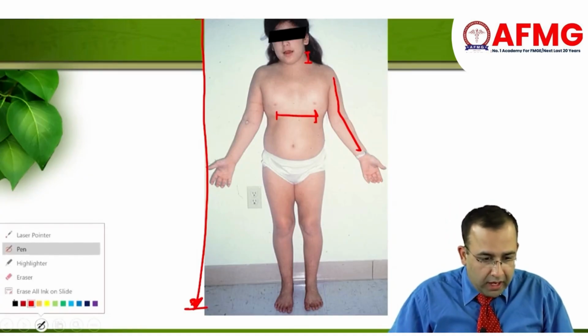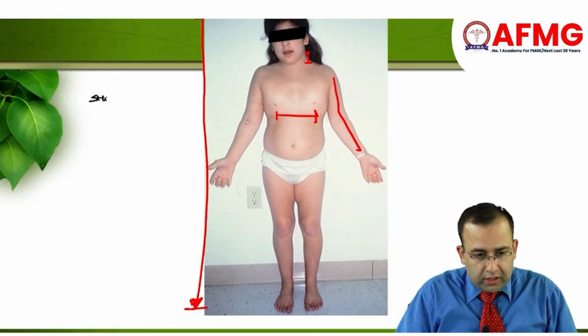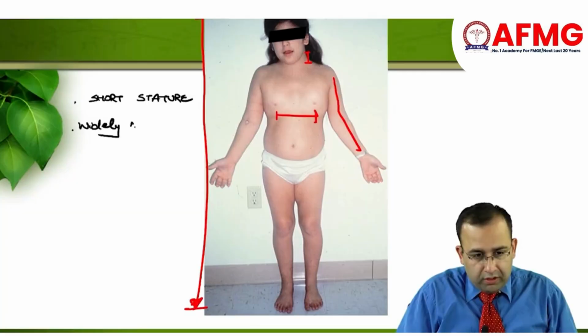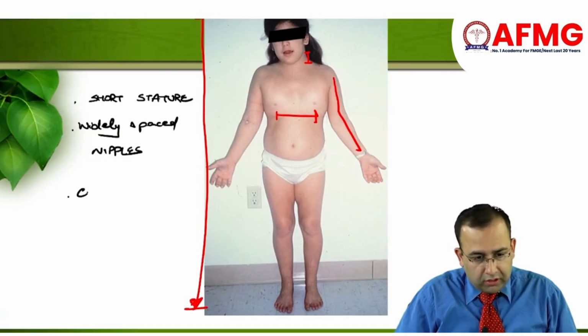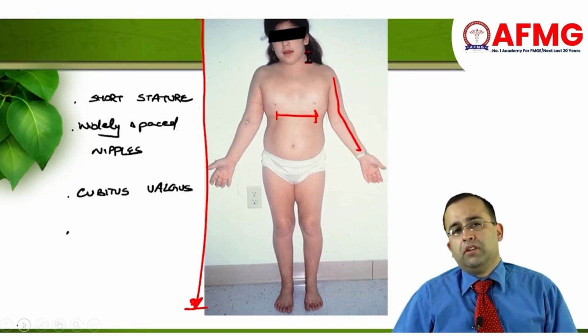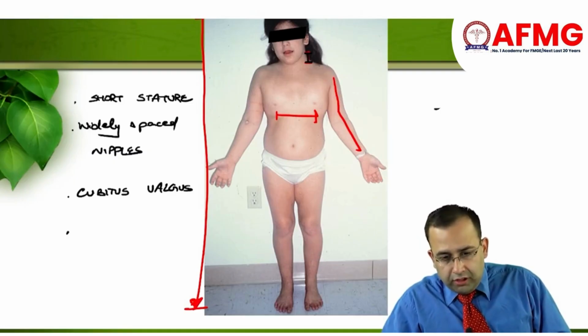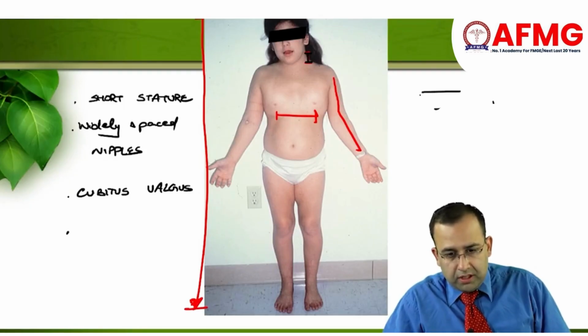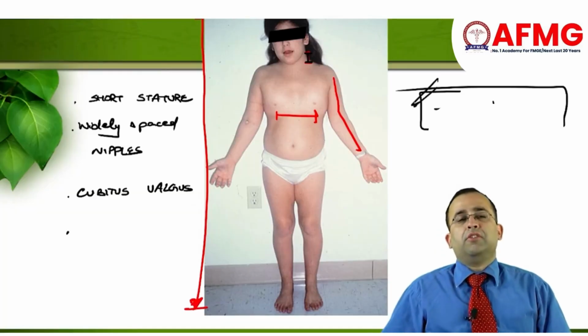I'll repeat. The girl has a short stature, with widely spaced nipples, cubitus valgus and low webbed neck. The neck is also short, and it is a low webbed neck. All these are the features of Turner syndrome.